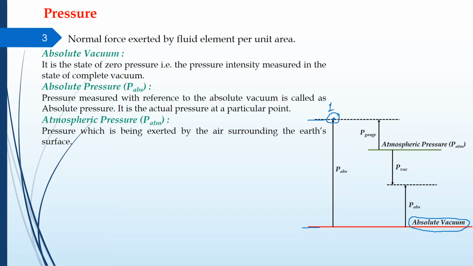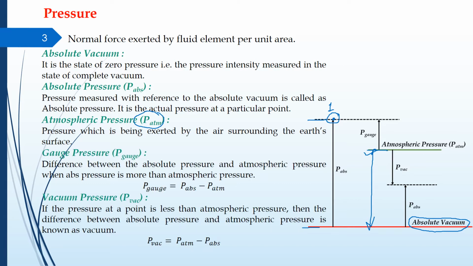So we have another reference. We call it atmospheric pressure. Basically, this is that reference. At atmospheric level, the pressure is certainly more than the absolute vacuum, so it has some magnitude, and it is 101.325 kilopascals. The pressure exerted by the air surrounding the Earth's surface is called the atmospheric pressure, and we simply denote it by P atm.